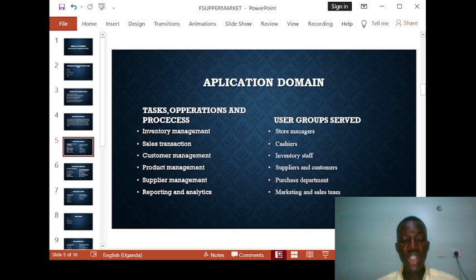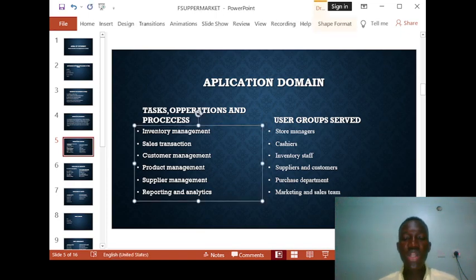We also have the application domain. If I talk about the application domain here, I mean what tasks, operations, and processes the system supports, and then what user groups, or the groups of people that will be served by this database. So here are the tasks that this database will help us with.